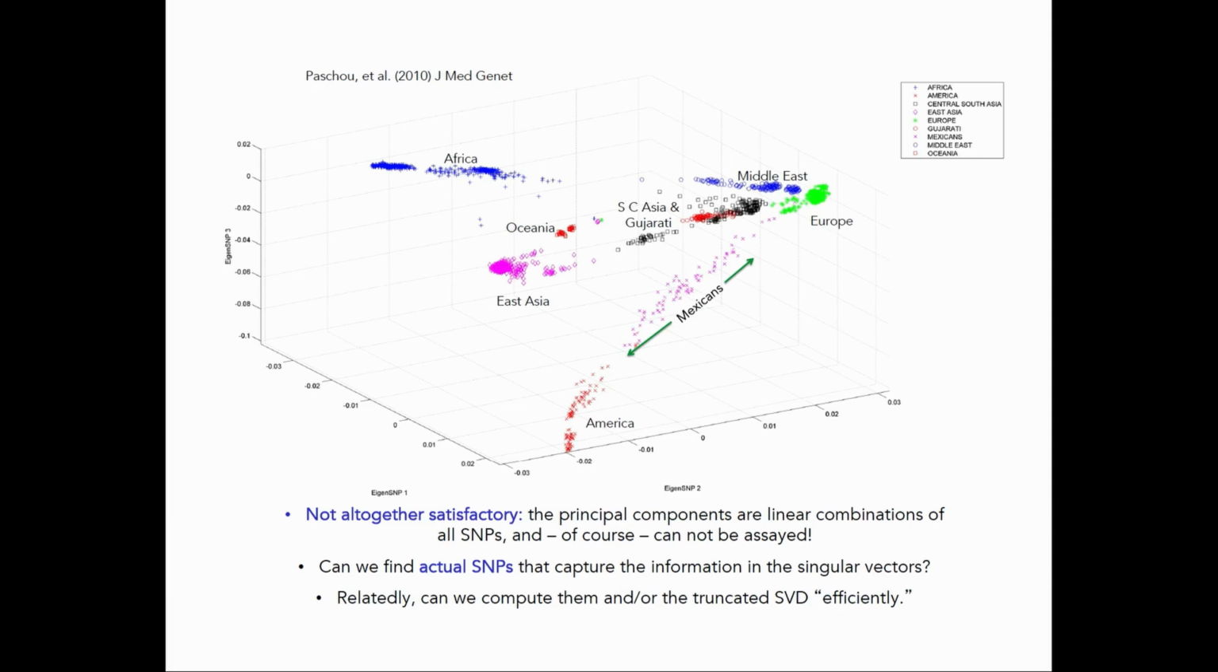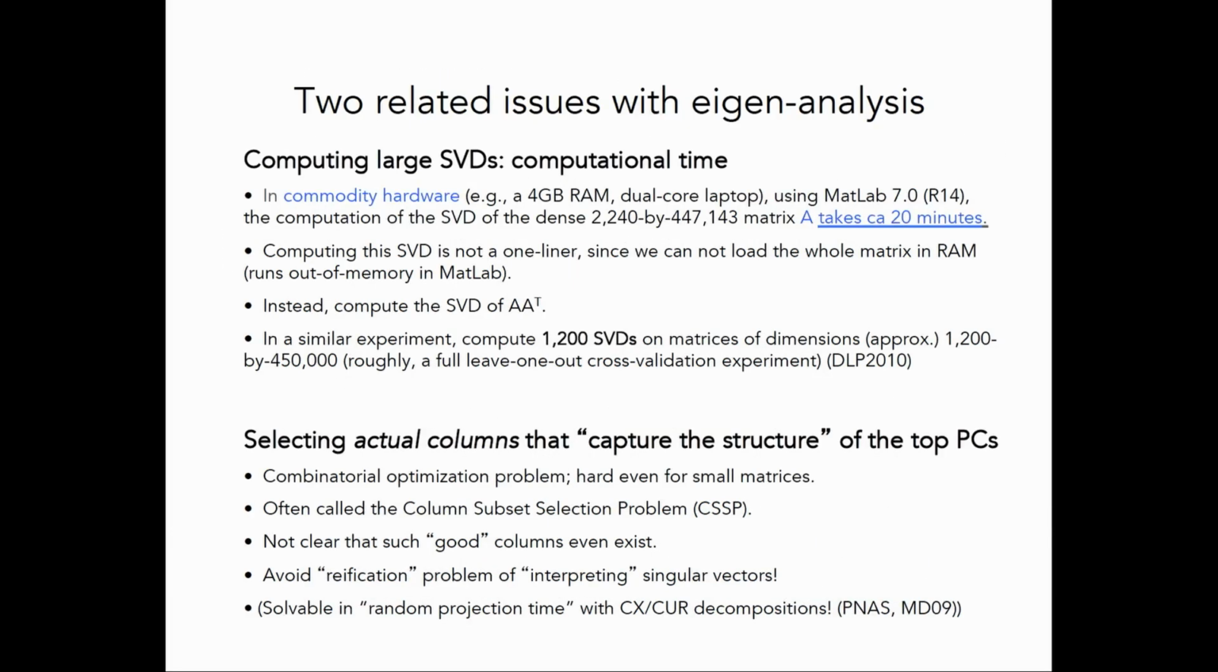So why do you want to do this? This is great. You get visual support for the out of Africa hypothesis. It's not altogether satisfactory. And why? One, computing large SVDs. This was 2,000 by 500,000, which is large by some standards, not large by other standards. It's not a one-liner in MATLAB or Python or Jupyter, but you can do it. It's not terabyte scale. We'll get to that in a minute. But you don't want to run it once. It takes 20 minutes, so that's a coffee break.